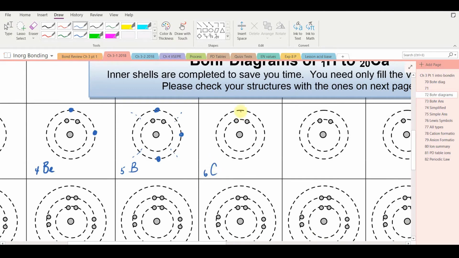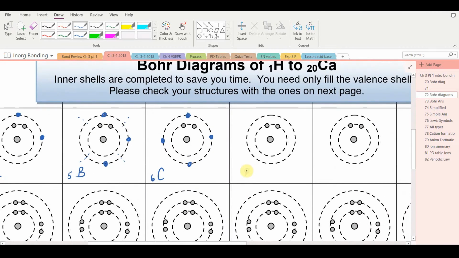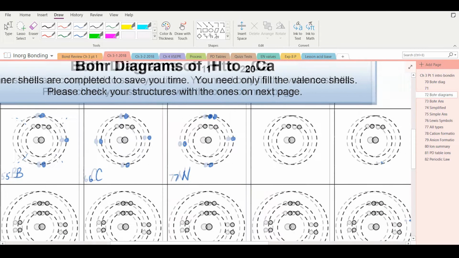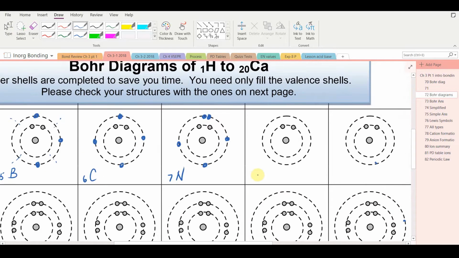Carbon is element number 6. Here's its Bohr diagram. Nitrogen is element number 7. Each of the 4 orbitals is singly occupied, and then we have to pair them up because there's only 4 orbitals in each shell. Oxygen is next, element number 8.